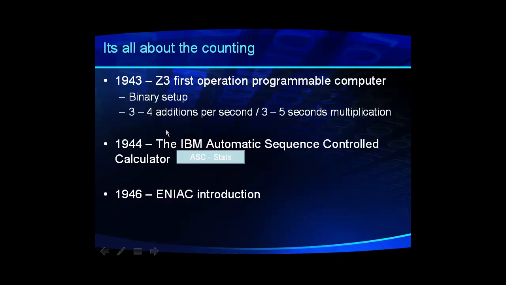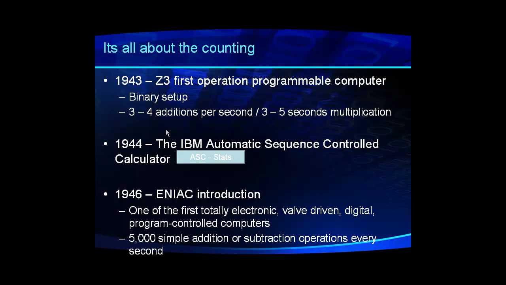But after that, we got into 1946, which was the ENIAC introduction, and it's one of the first totally electronic, valve-driven, digital programmed computers, 5,000 simple additions and subtractions every second. So as you can see, from 1943, 1944, 1946, the number of transactions per second multiplied exponentially as the world was getting more and more and more into the process of doing this.